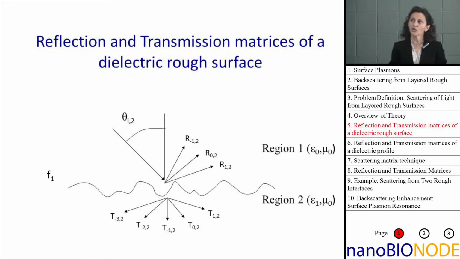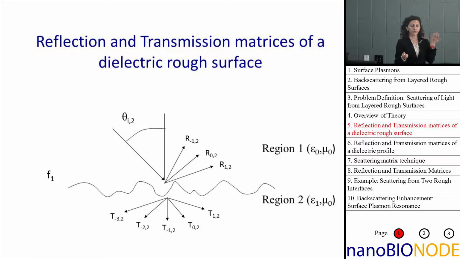So starting from a single rough surface, if this is the incidence angle, theta I, we can define scattered waves which go everywhere. If you want to think about the contrast between this case and a flat surface, the flat surface has one incident wave, one reflected wave, and one transmitted wave. When you have a rough surface, you have an infinite spectrum of reflected waves and transmitted waves.